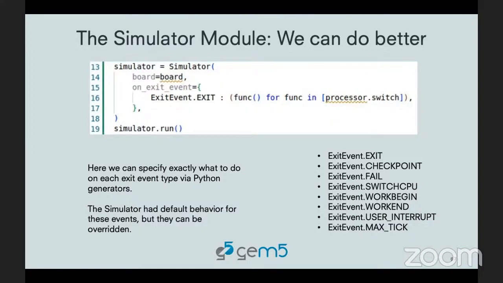There are some examples in the gem5 repository: configs, examples, gem5 library. Some of those scripts use exit events and generators to do the things that they need to do. I believe later on in this tutorial, I'm going to show you using exit events in a slightly different way.